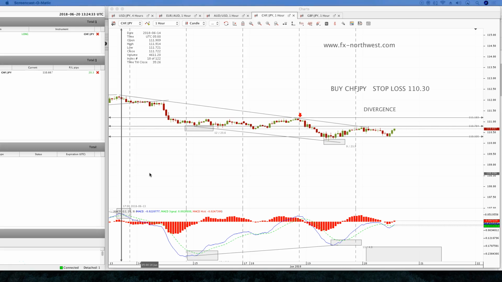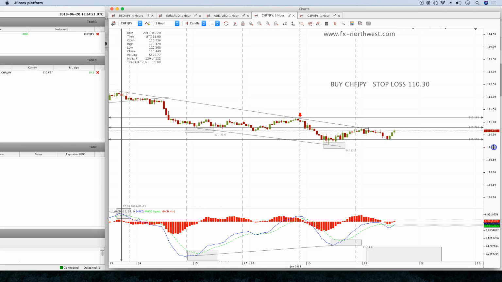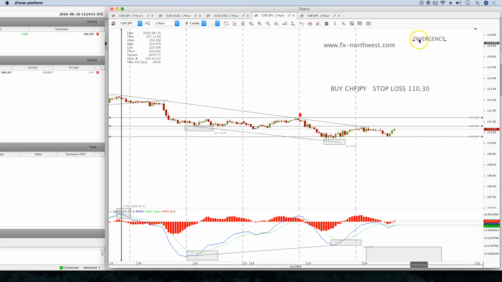So let's get started. This is the Swiss yen. This trade was placed about 3 hours ago, and today is June 6, 2018. Okay, so divergence. I use a MACD indicator, price action, and also 2 time frames.